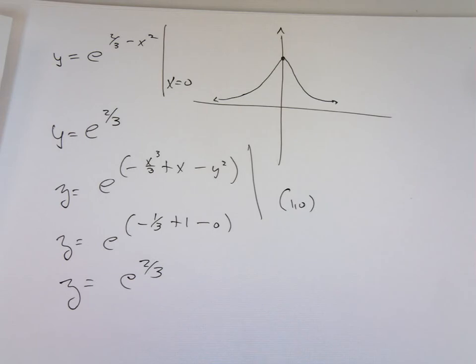So what's the maximum value of that function over that interval? e to the 2/3. Where does it occur? Two different values. At 1, 0 here, and also at the point at the edge at -2, 0.